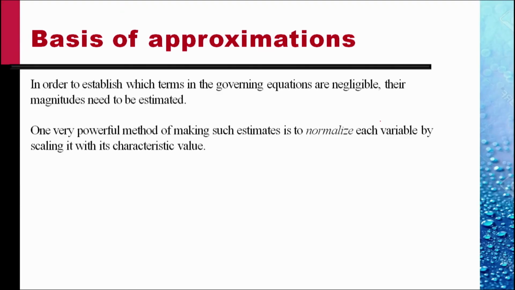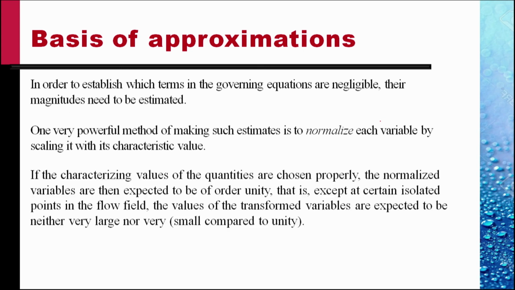In order to establish which terms in the governing equations are negligible, the magnitudes need to be estimated. So if we estimate the magnitude of each term, then the magnitude that's small could be neglected. One very powerful method of making such an estimate is to normalize each variable by scaling it with its characteristic value. We will spend considerable amount of time in explaining what the characteristic value is all about.